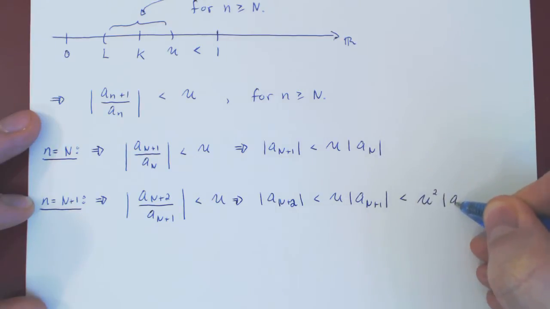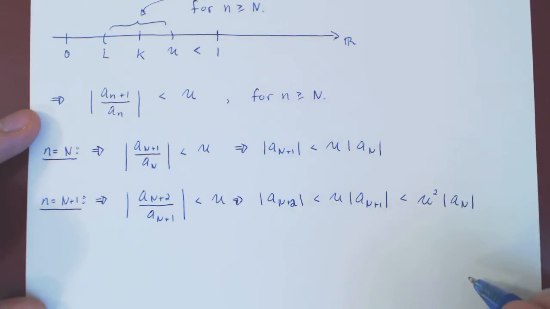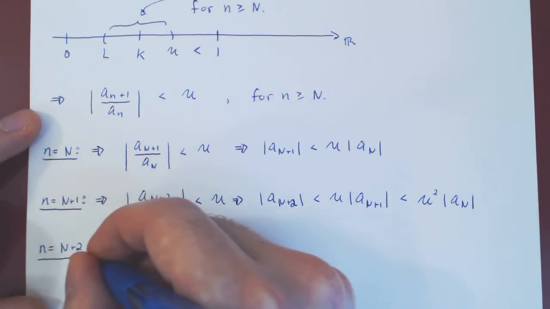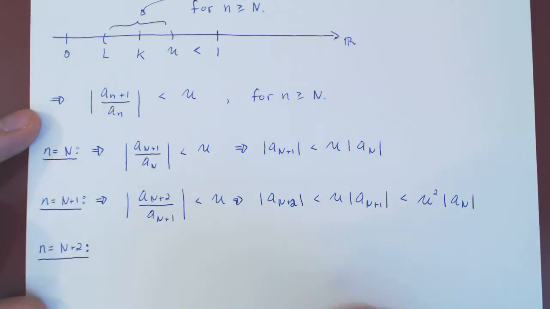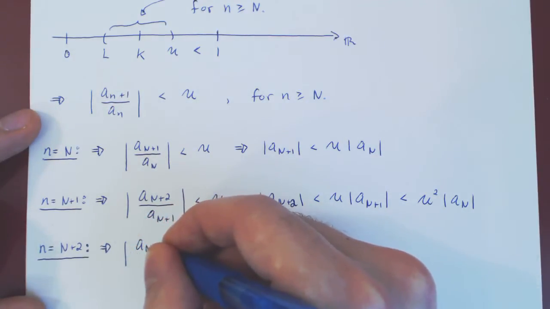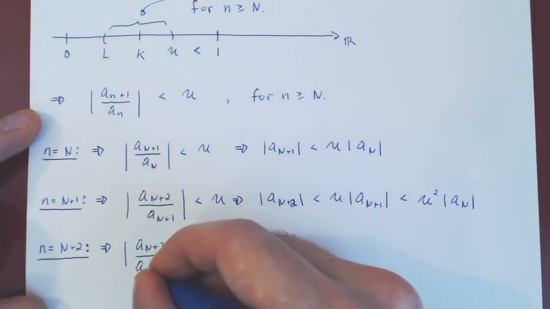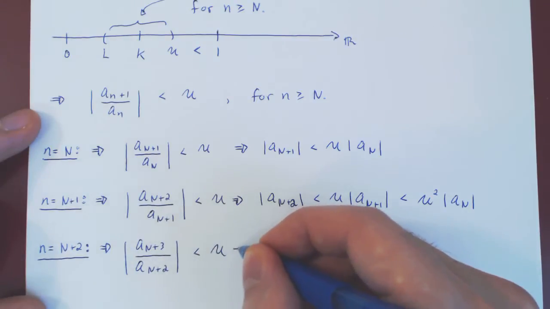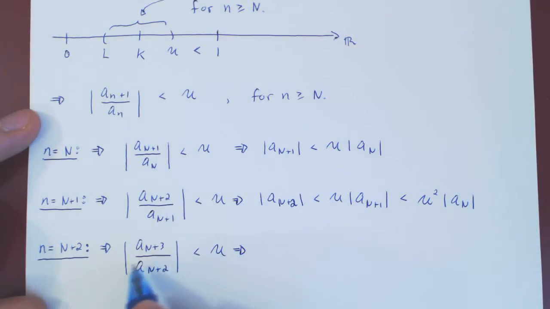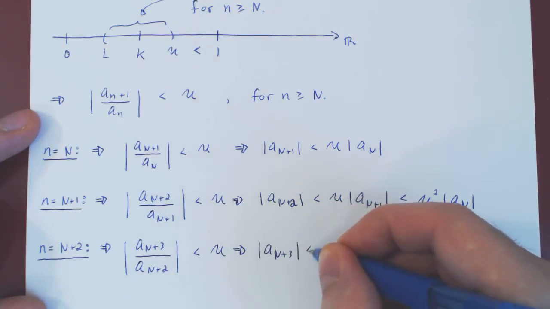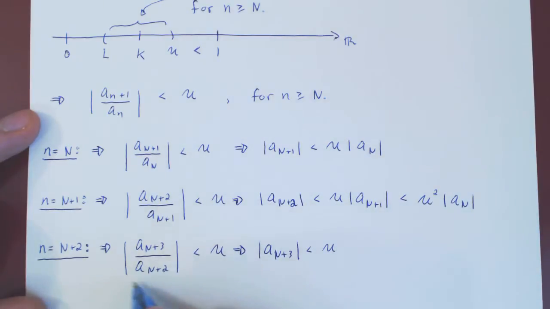Let's do one more. If n equals N plus 2, and hopefully you'll see a pattern if you don't already see it. So we'll have |a_{N+3}|/|a_{N+2}|. This is strictly less than u. Multiply across the inequality by |a_{N+2}|. Therefore, |a_{N+3}| is less than u times |a_{N+2}|.